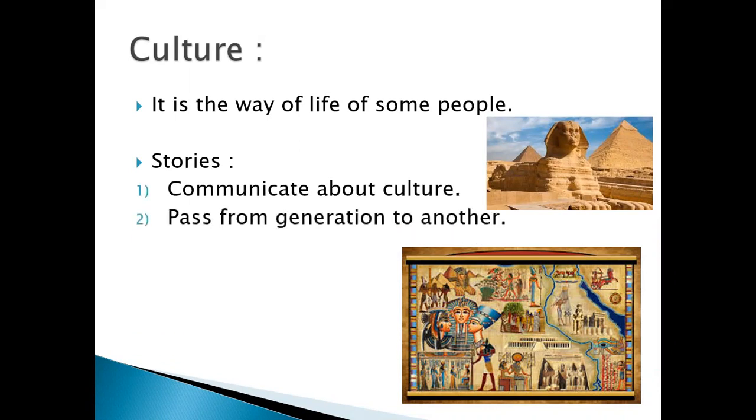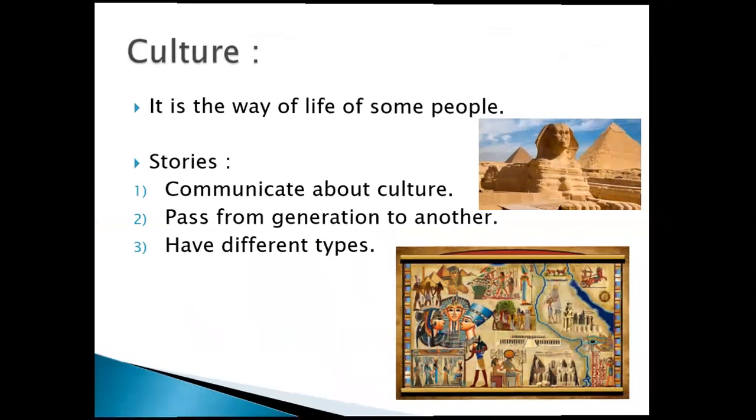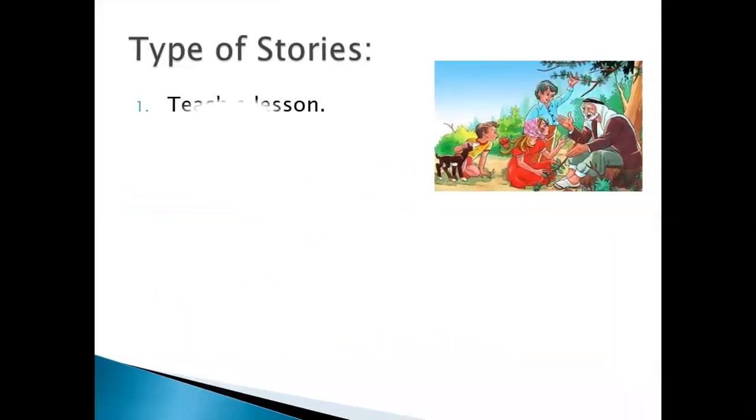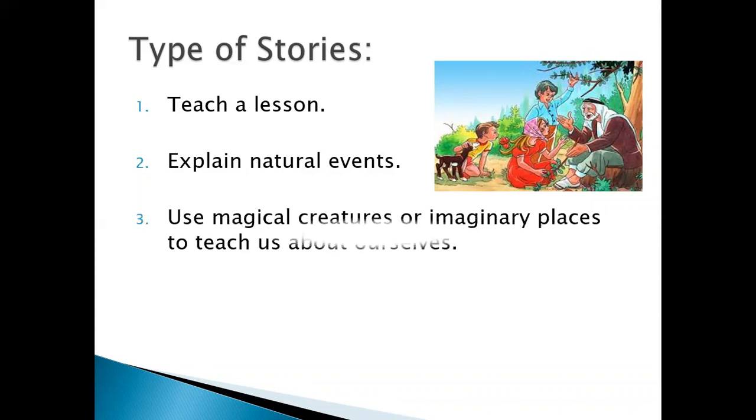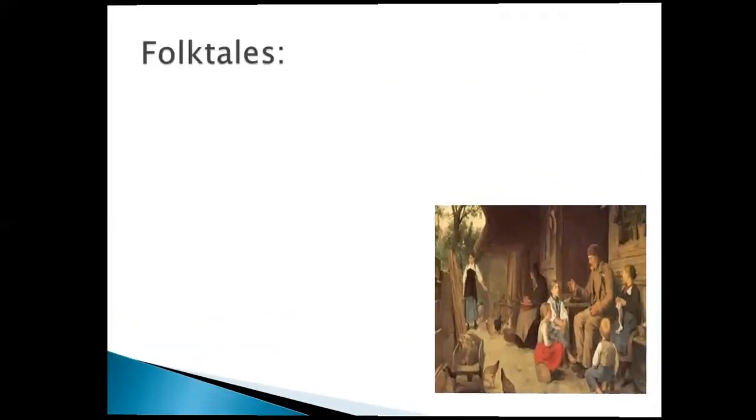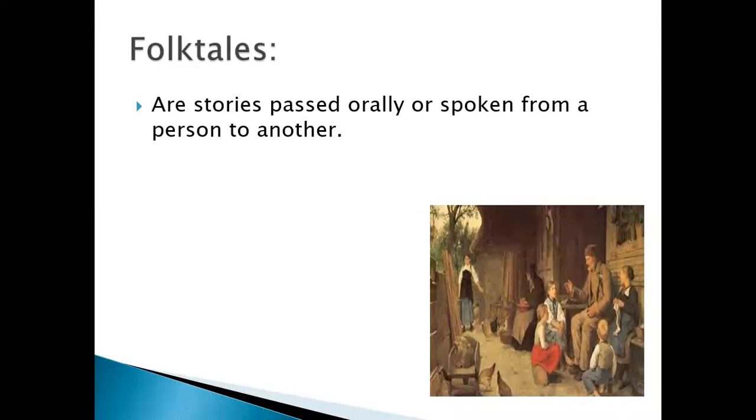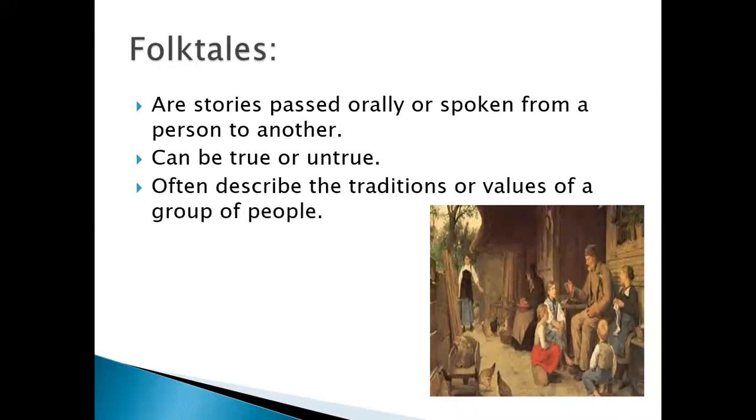It passes from one generation to another. There are different types of stories. Some stories teach a lesson. Some explain natural events. And others use magical creatures or imaginary places to teach us about ourselves. Folk tales are stories passed orally, or spoken, from one person to another. The stories can be true or untrue. Folk tales often describe traditions or values of a group of people. Let's now read an example of a folk tale together in your book, page 189.